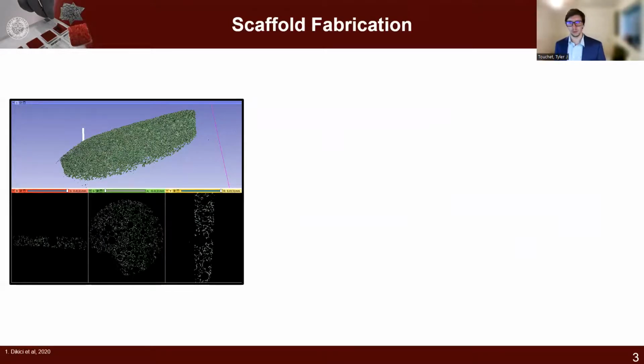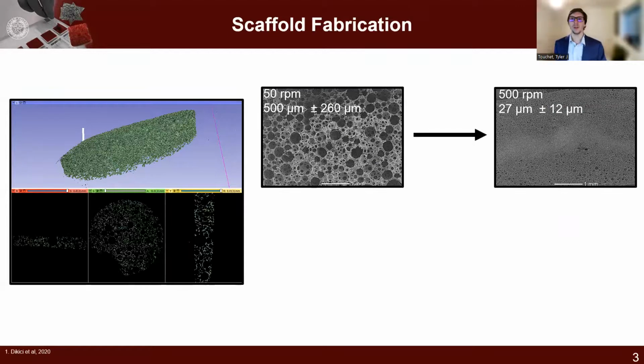Furthermore, we've been able to demonstrate control over these systems through varying some key parameters, such as mixing speed. So as we increase the mixing speed, we can take these pore sizes from very large pores of 500 microns down to small pores of about 27 microns.